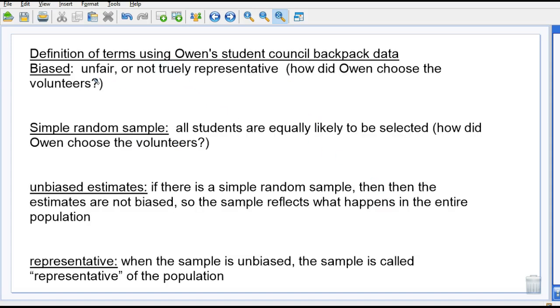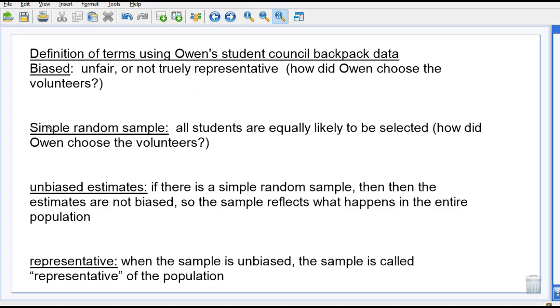So here are some terms, and I'm going to try and define them using Owen's Student Council backpack data. Okay, biased. Is it unfair or not truly representative? The question is, how did Owen choose volunteers? If he only chose juniors and seniors, if he only chose his friends, that's going to be biased. And that is not a good type of data to represent the entire sample, the entire school, the entire population.